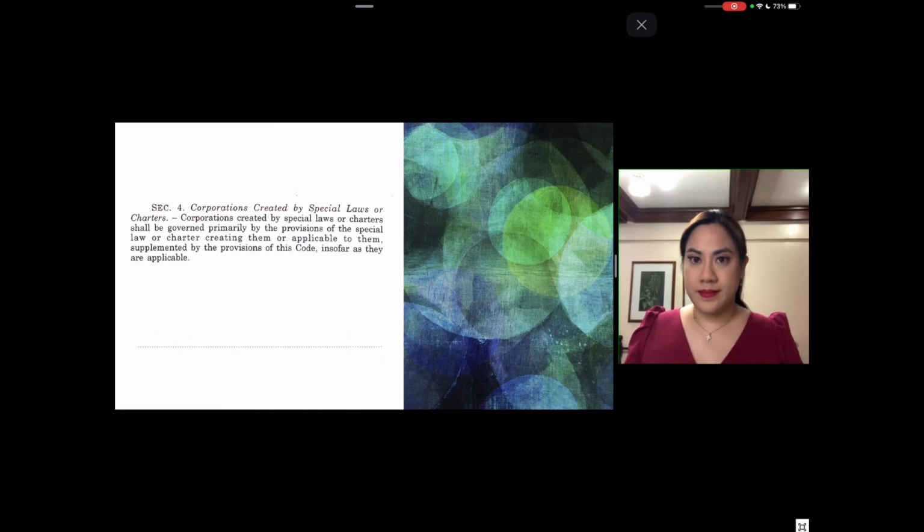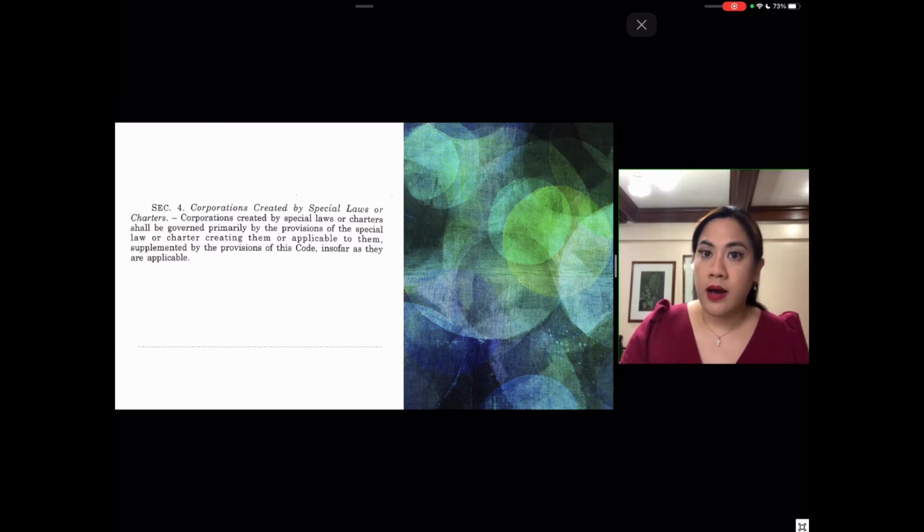Okay. I just want to briefly go over Section 4, corporations created by special laws or charters. So we have mentioned these are GOCCs. Corporations created by special laws or charters shall be governed primarily by the provisions of the special law or charter creating them or applicable to them, supplemented by the provisions of this code insofar as they are applicable.